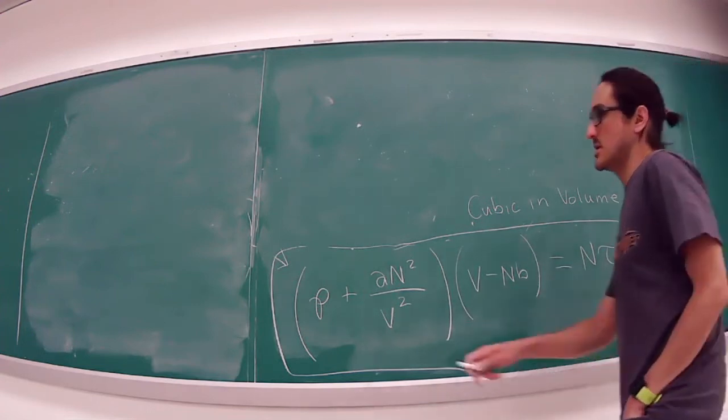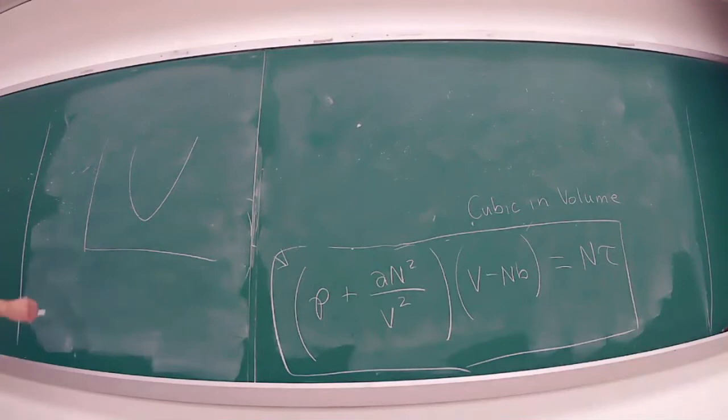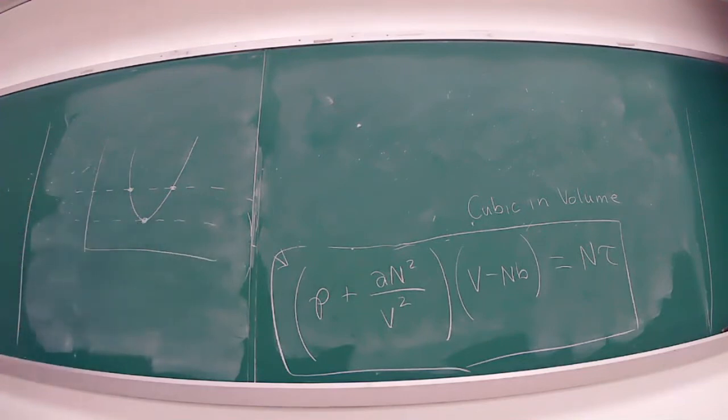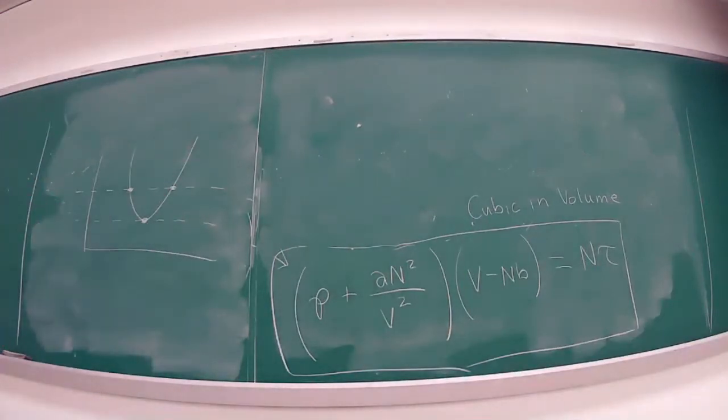Just like in the case of a parabola, you might have 2 roots in this region. You might have 1 real root over here, and in this region down here, you have no roots, right? No real roots, like imaginary. So for a parabola, an equation of order two, you have two roots maximum. In an equation of order three, you're going to have three roots.